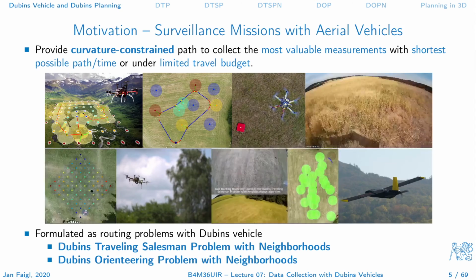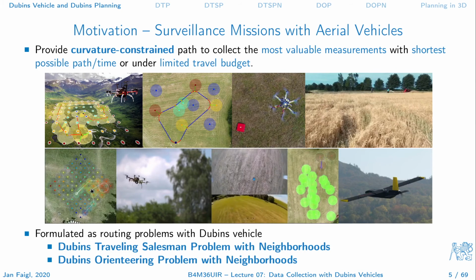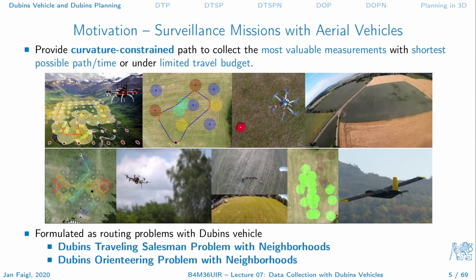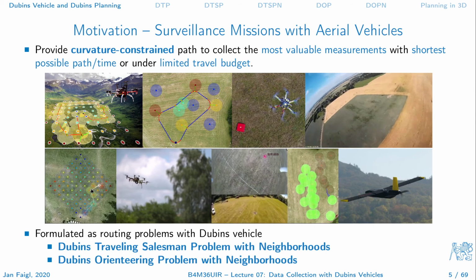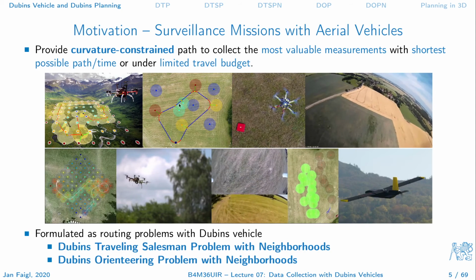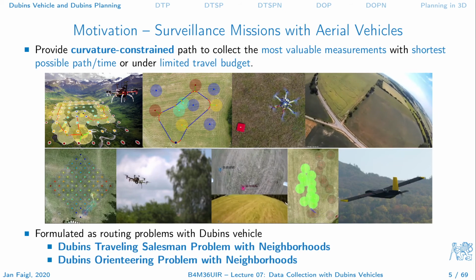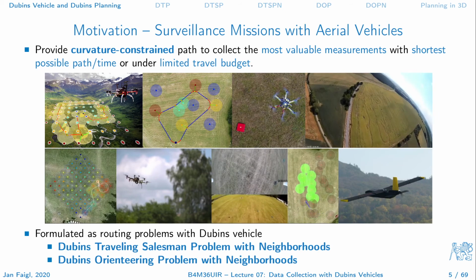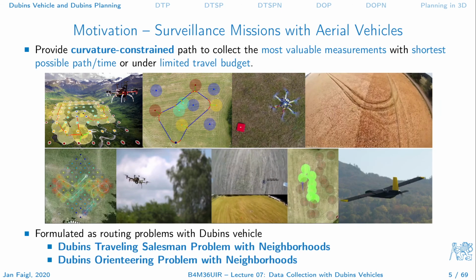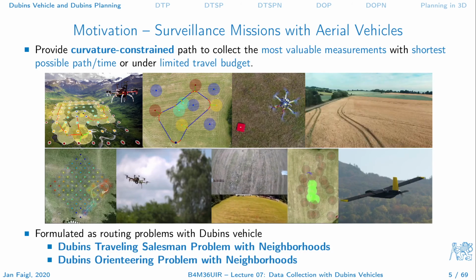So let's start with the Dubins vehicle and also with the motivation. In data collection planning, we are sending vehicles to the environment to visit some locations of interest, to collect data, take measurements. And if we consider aerial vehicles, such as fixed wings, or even multi-rotor vehicles, we should prepare a data collection path that is feasible for the vehicle and the controller that follows this path or trajectory is able to follow this trajectory with sufficient precision.